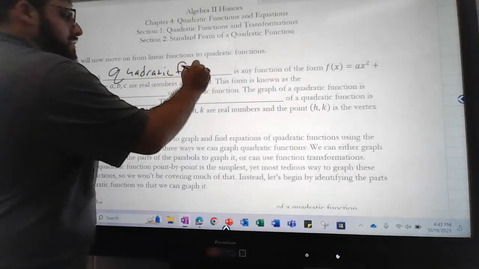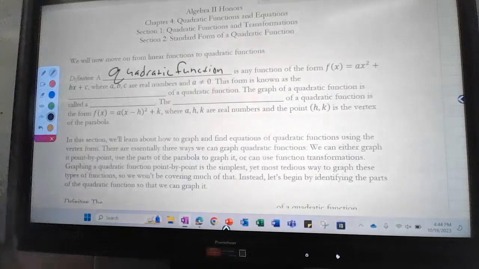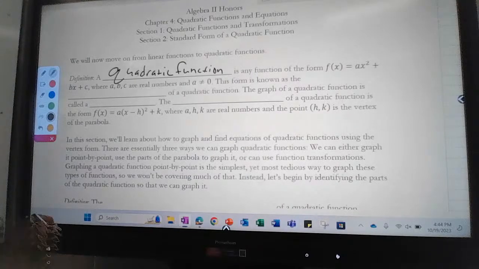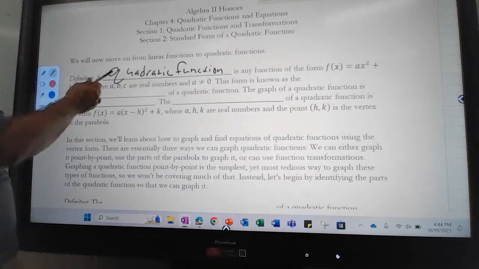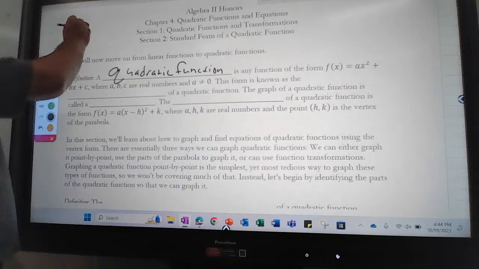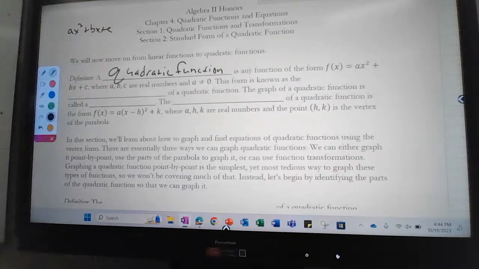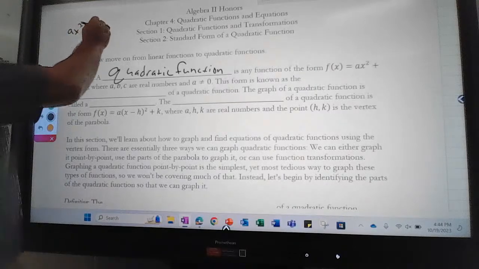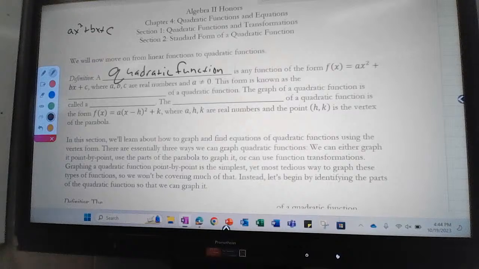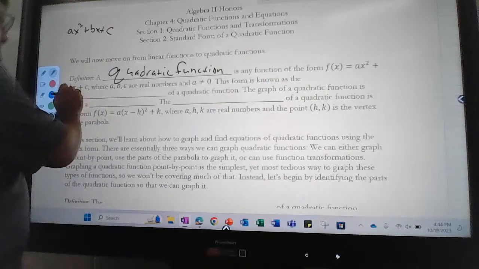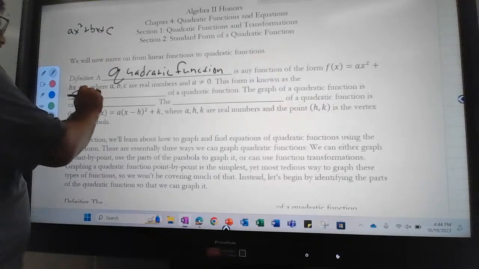A quadratic function is any function of the form ax squared plus bx plus c, where a, b, and c are real numbers and a is not 0. So I know it's kind of janky up here going to the next line, so I'll just write it up here too. Plus c. That's the form that we're talking about. This form is known as the standard form.